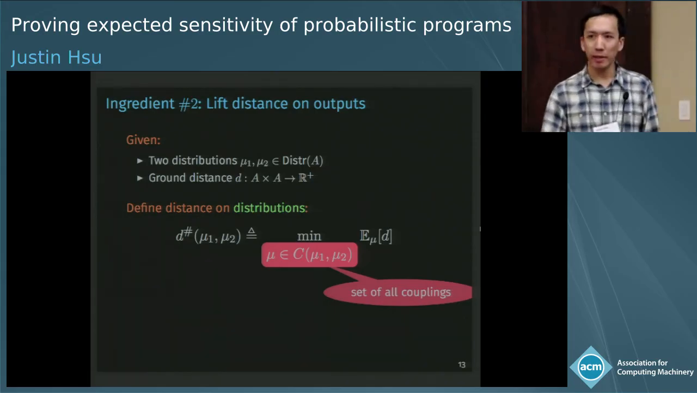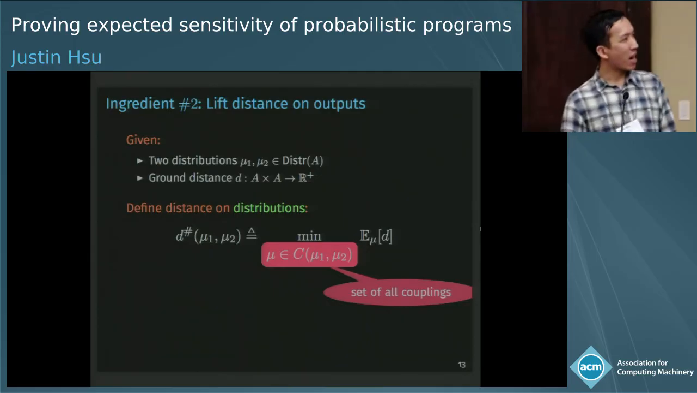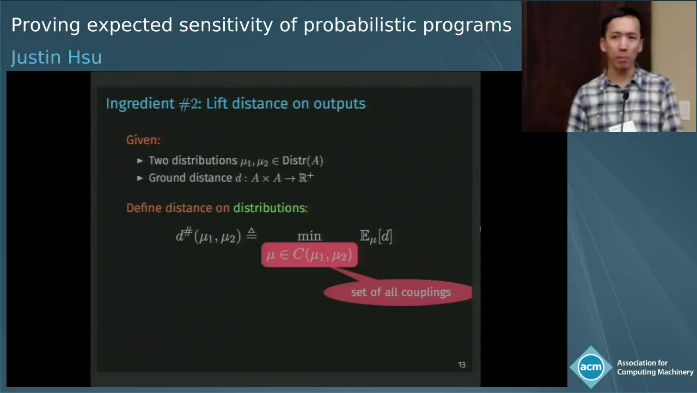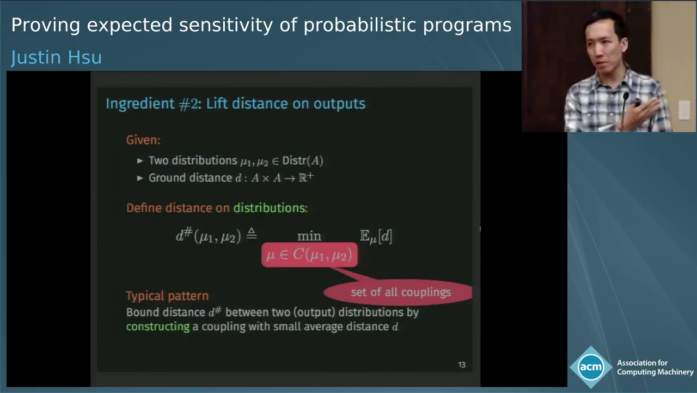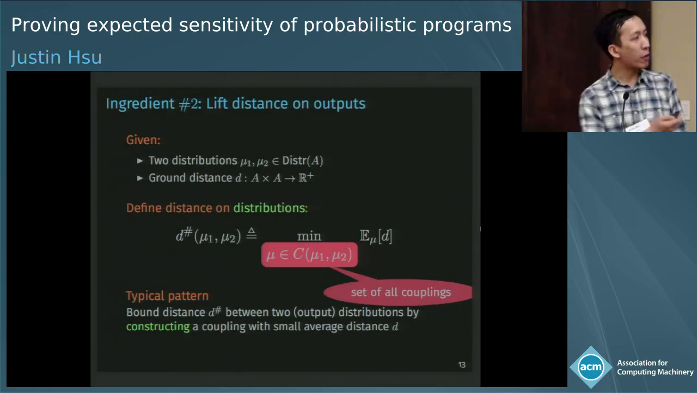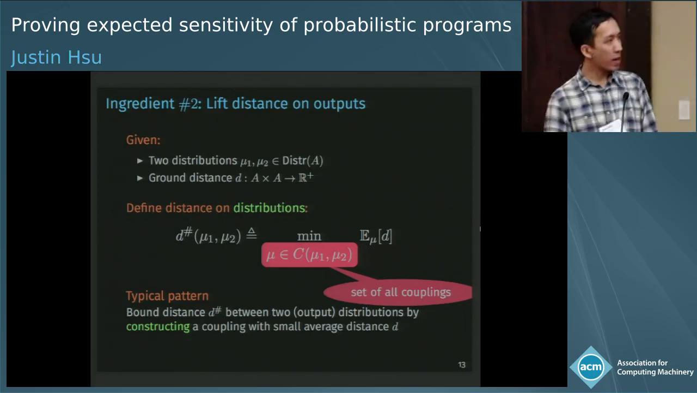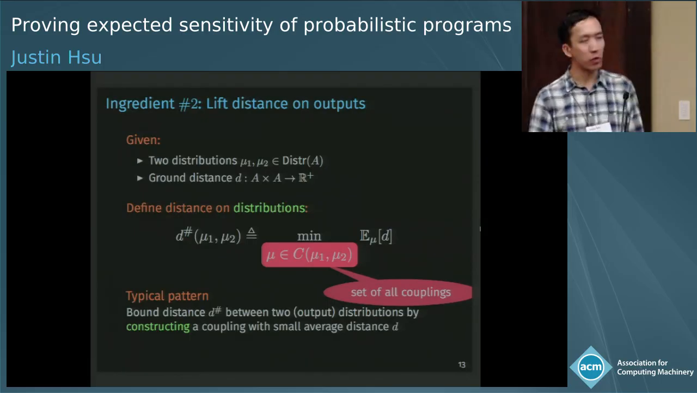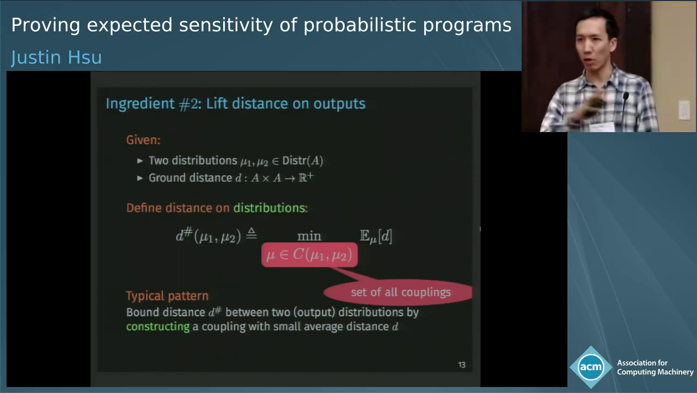This likely looks very mysterious, and I can't quite say exactly why this is a very good idea at this point, but I'll just say that there is an analogy with the previous definition of probabilistic couplings. If we want to bound this distance on distributions, it suffices to construct a coupling between the two distributions mu1 and mu2 where the average distance d is small. So if we want to prove a property about two distributions, or bound a distance between the two distributions, it suffices to construct a coupling with certain properties again. That's the overall big picture.